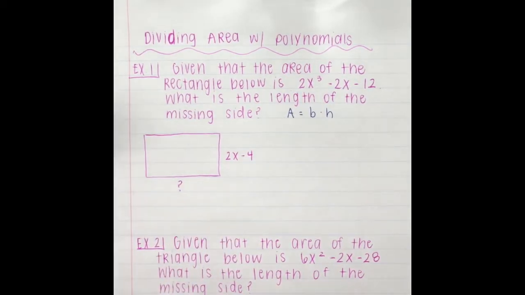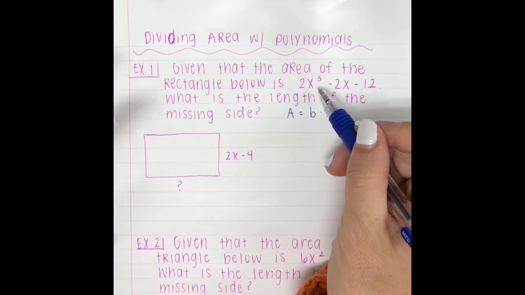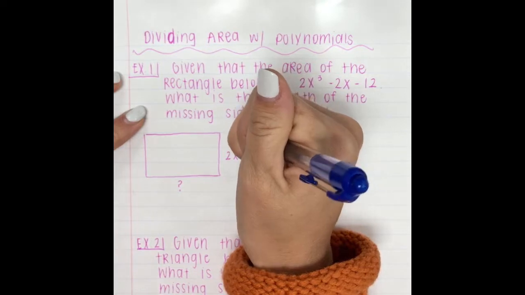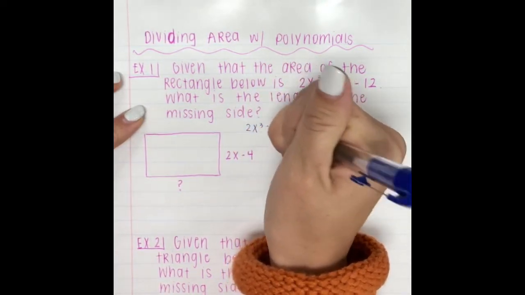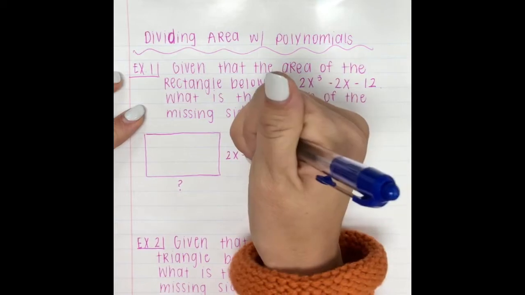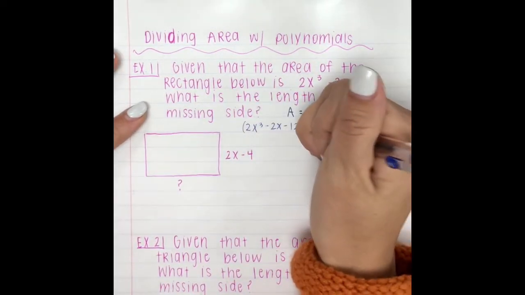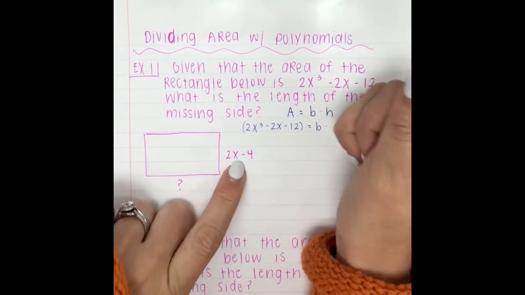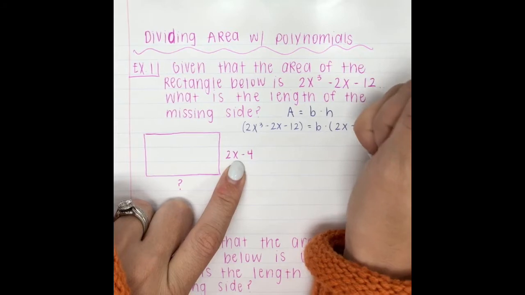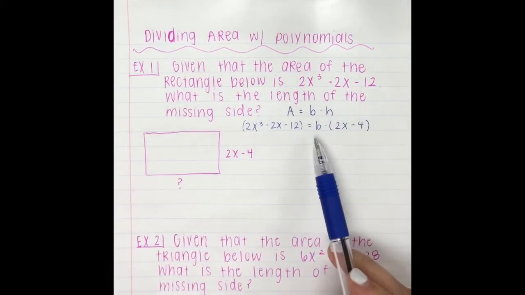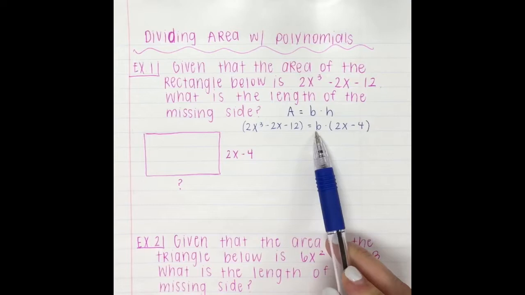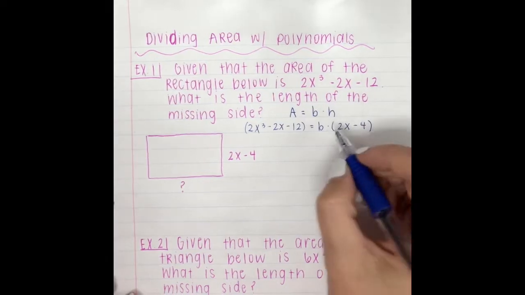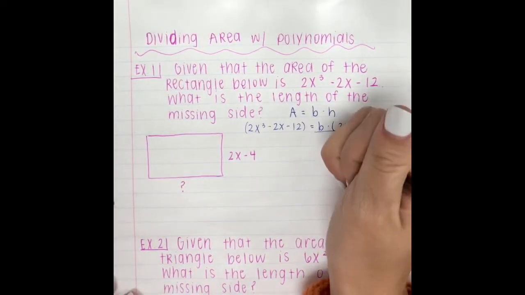Or it doesn't matter which one you put in for what. So we're gonna plug in our area. We're gonna say 2x cubed minus 2x minus 12. That's our area polynomial. Equals our base times our height. Well, if I want to find the base, then I need to get b by itself so that I can know what b equals, right? So since it's multiplied by this binomial, I'm going to do the opposite and I'm going to divide by that binomial.